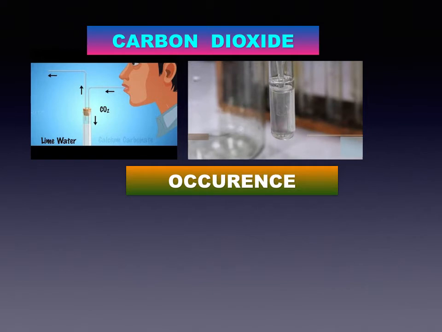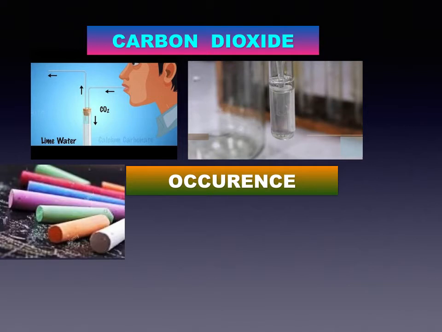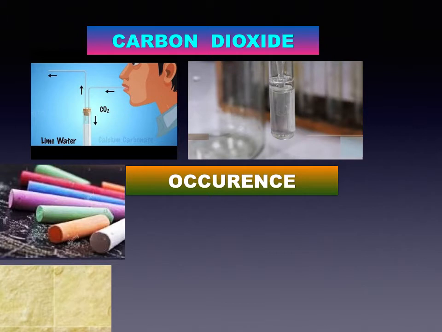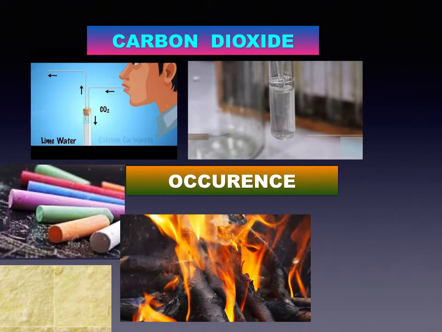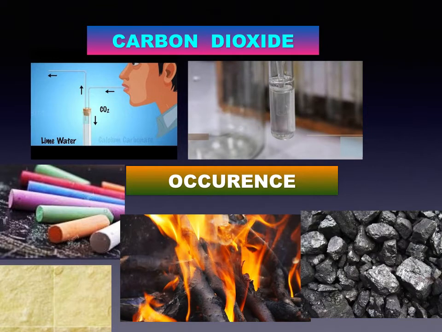Now we shall see the occurrence of carbon dioxide. The molecular formula of carbon dioxide is CO2, molecular mass 44, and melting point is minus 56.6 degrees Celsius. Carbon dioxide occurs in the air in the free state to the extent of about 0.03%. Exhaled air contains about 4% of carbon dioxide. Carbon dioxide is present as a salt in chalk, Shahabad tiles, marble and limestone. Carbon dioxide is given out in the combustion of wood and the fossil fuel coal.